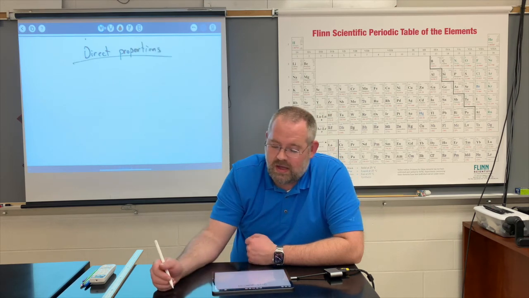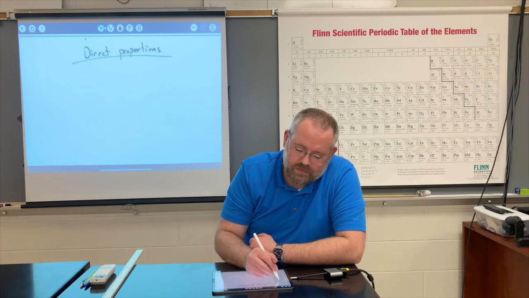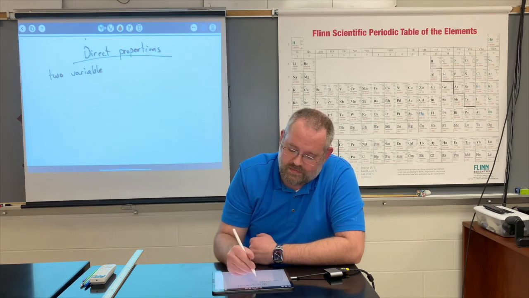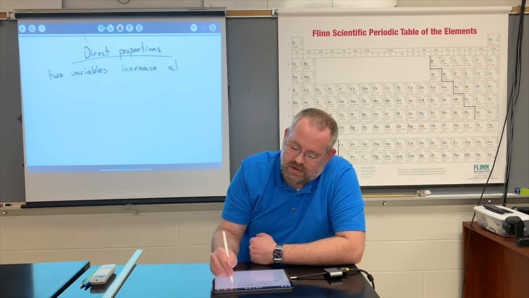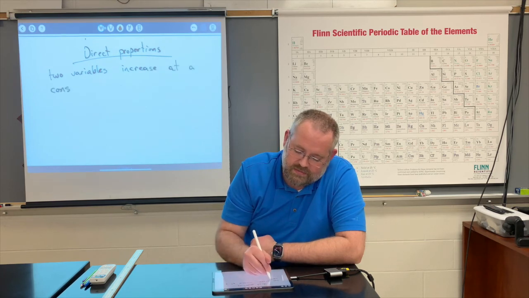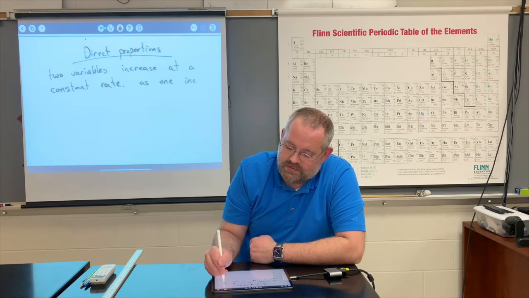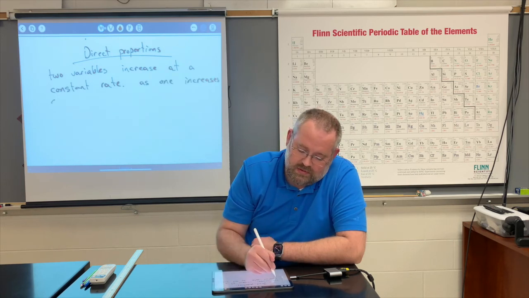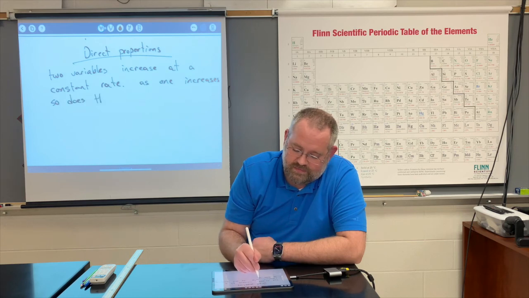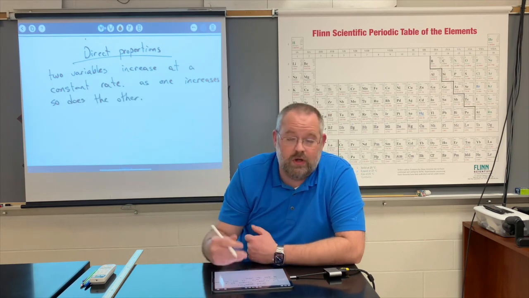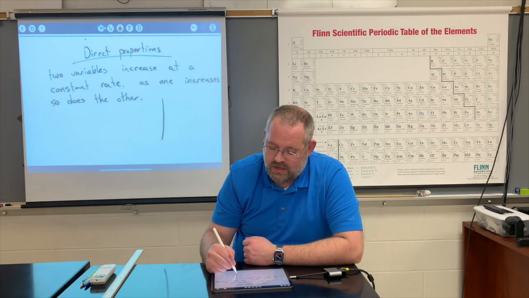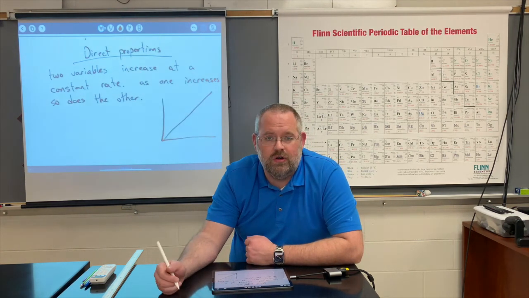Okay. And direct proportions are when the two variables increase at a constant rate. So as one increases, so does the other. Okay, as one goes up, the other goes up, and we end up with a linear relationship.